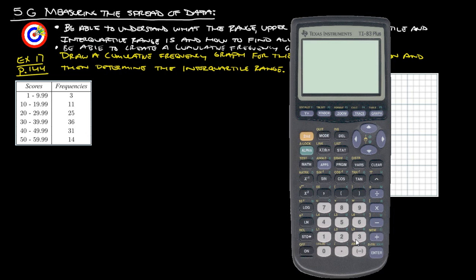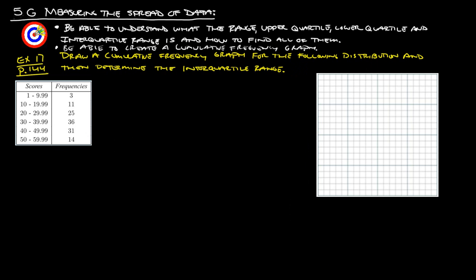Alright, so let's add our 3 and 11, 25, 36, 31, and 14. And we get 110, except for, look, I put 3 plus 1 instead of 3 plus 11, so let's add 10 more, actually, it should be 120. Alright, so all of these add up to 120.